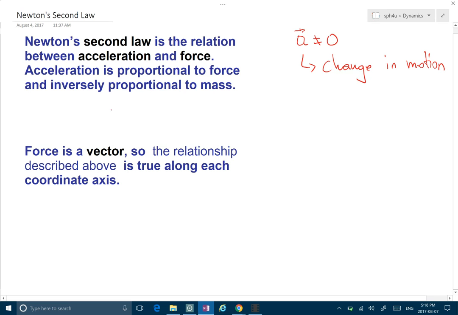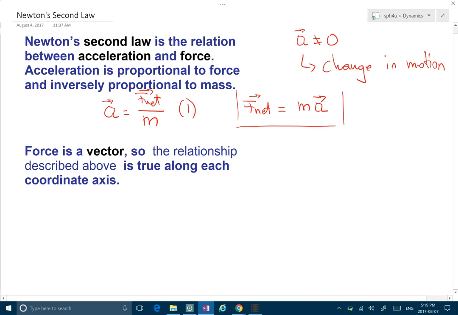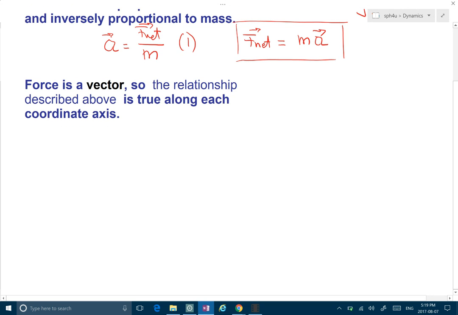So the proper relationship is that acceleration is proportional to F net, we write it like this, F net over mass. Or in the most standard universal form that we've seen everywhere, F net equal to mass times acceleration. Please remember that it's F net, not just F equal to ma. The same idea, since it's a vector, we have to write it in component form.